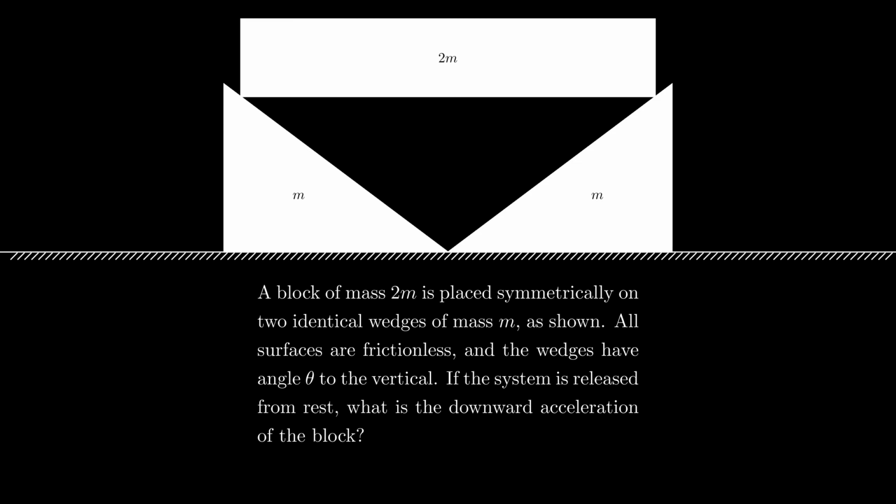A block of mass 2m is placed symmetrically on two identical wedges of mass m, as shown. All surfaces are frictionless, and the wedges have angle theta to the vertical. If the system is released from rest, what is the downward acceleration of the block?